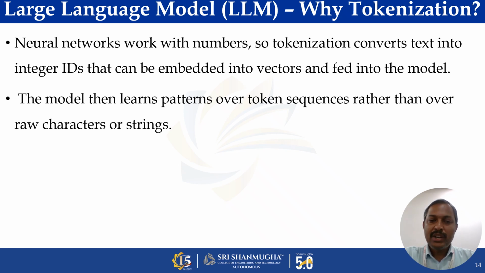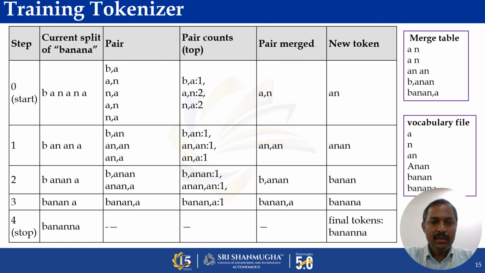The model then learns patterns over token sequences rather than over raw characters or strings. As a simple example, assume there is a word banana. How is it going to be split? For the split we are going to use the byte pair encoding (BPE) algorithm. With the help of that we can split.